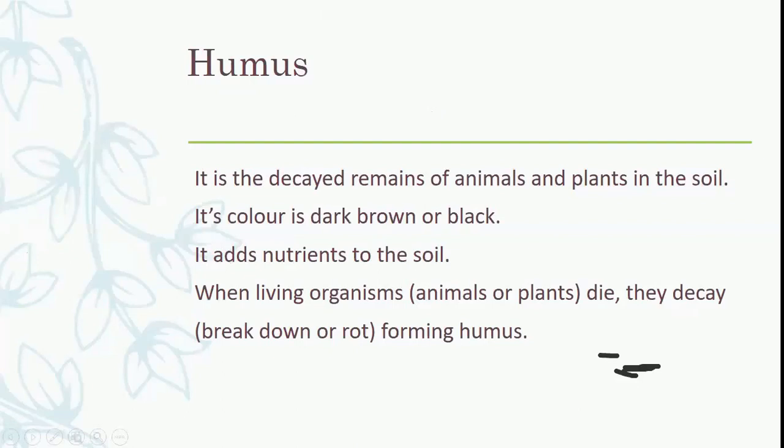What is the meaning of humus? Humus is the decayed remains of animals and plants in the soil. When living organisms like animals or plants die, their bodies stay in the soil. Then their bodies will decay. Decay means break down or rot. After these bodies break down, they will change into humus.